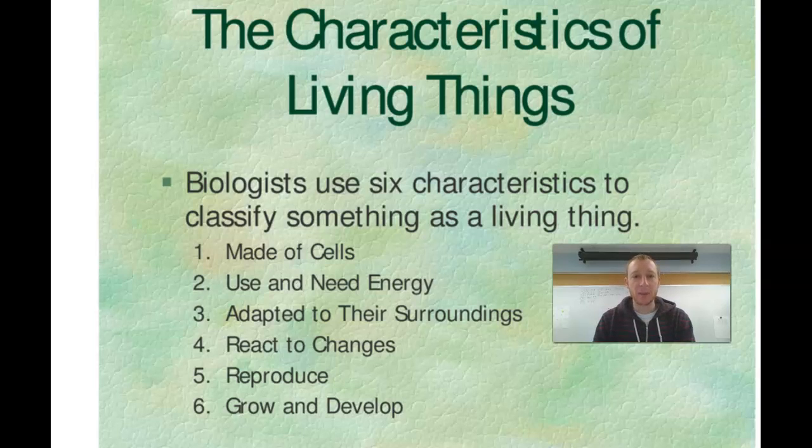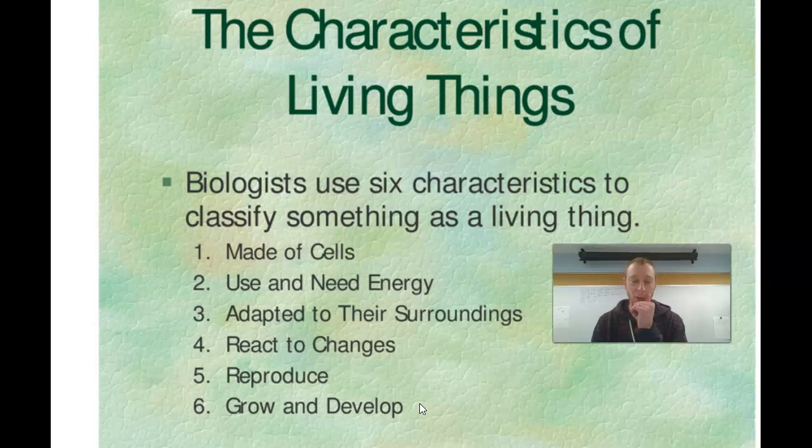So now that you've spent some time exploring whether you think certain organisms are living or non-living, let's get into the nitty-gritty, right? All living things share 6 characteristics. If you have all 6 things, you're alive. If you're missing at least even just one, you're not living, okay? And those 6 characteristics that biologists list are: it's made of cells, it uses and needs energy, it's able to adapt to its surroundings, it reacts to changes, it can reproduce, and it can grow and develop.